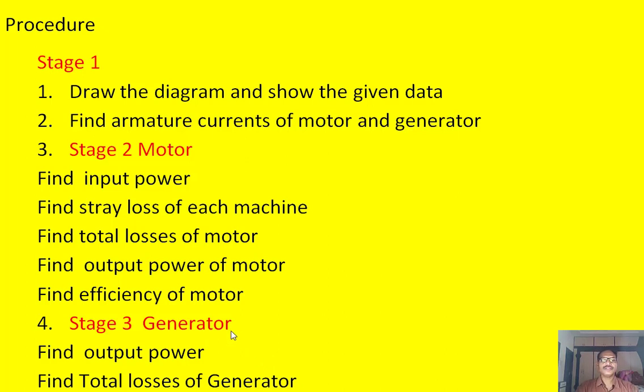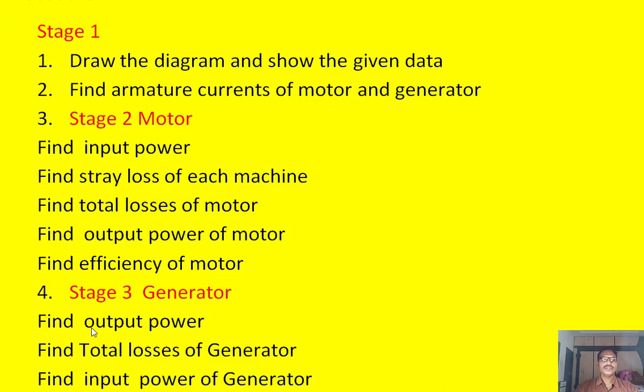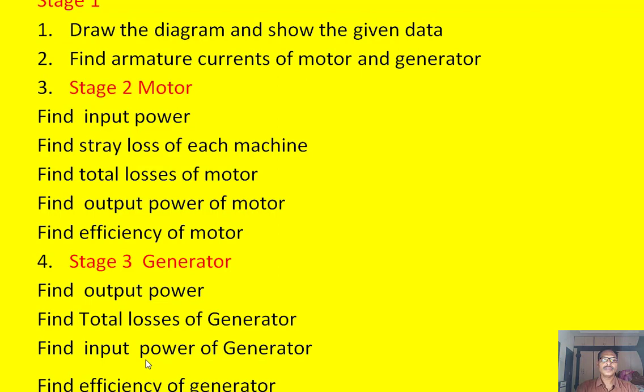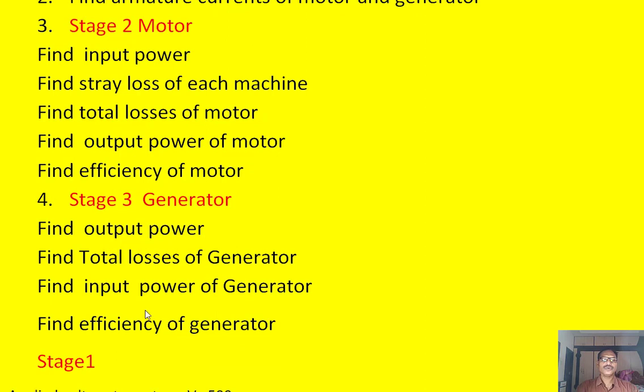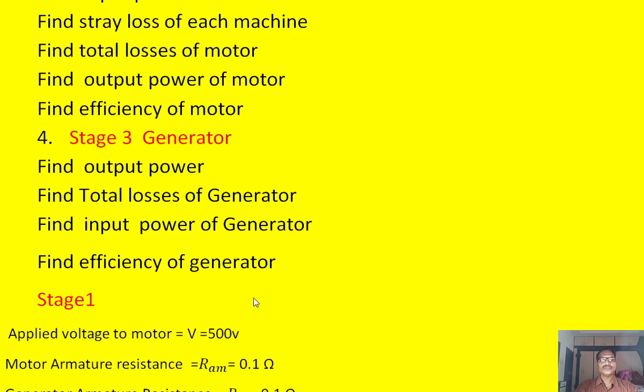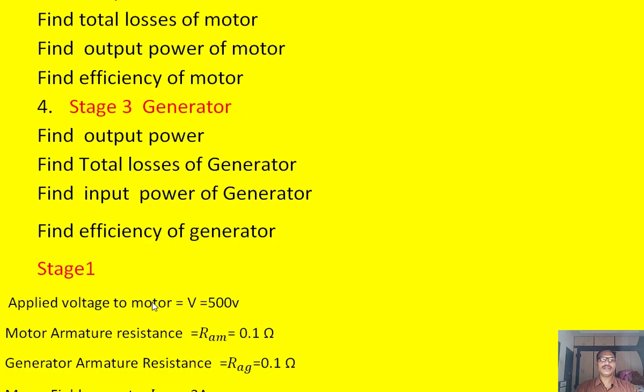Once we know the output power of the motor, then we can find the efficiency of the motor. Third stage is generator mode. Here, first of all, we have to find the output power. Then we find the total loss of the generator. Then we find the input power of the generator, that is, we add these losses to the output to get the input to the generator. Once we know the input and output of the generator, we can find the efficiency of the generator. Now let us solve this problem by following this algorithm.